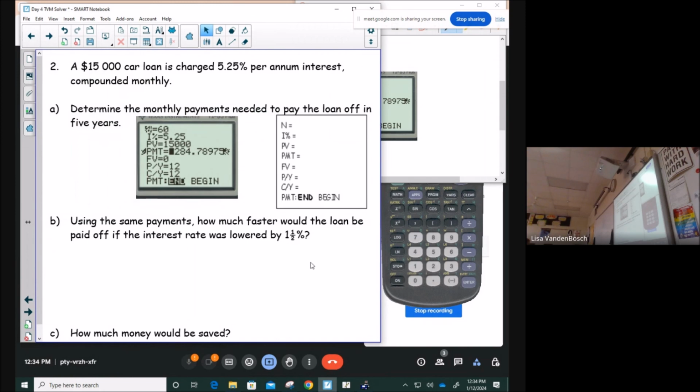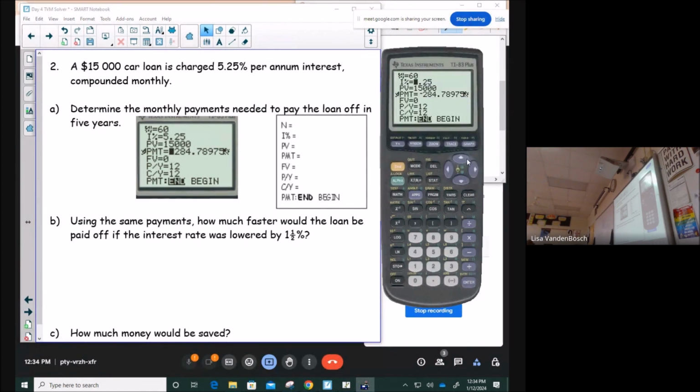Okay, using the same payments, how much faster would the loan be paid off if the interest rate was lowered by 1.5%? So we're still borrowing $15,000. We're still wanting to pay it off completely, but we want to figure out how much faster. So instead of paying it over 5 years, how many payments would we have to make? So what would I sub in for N? 0 is what I'm solving for, so I'm just going to leave it. What would my I be?